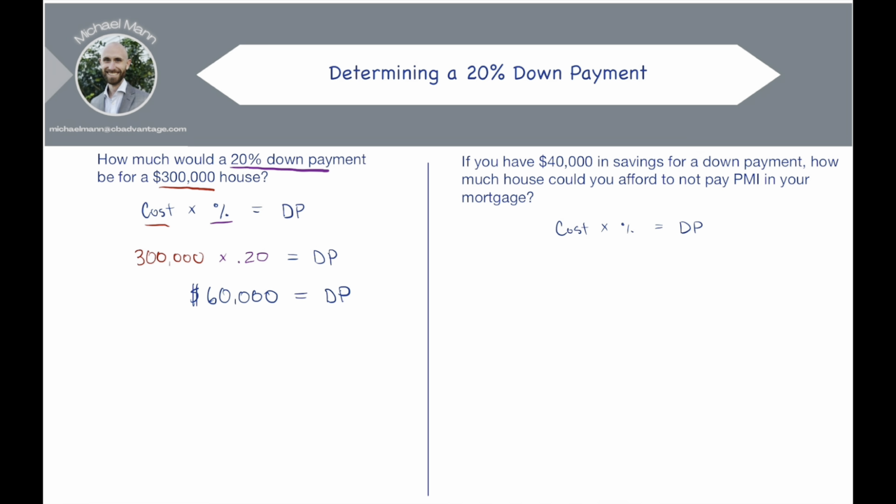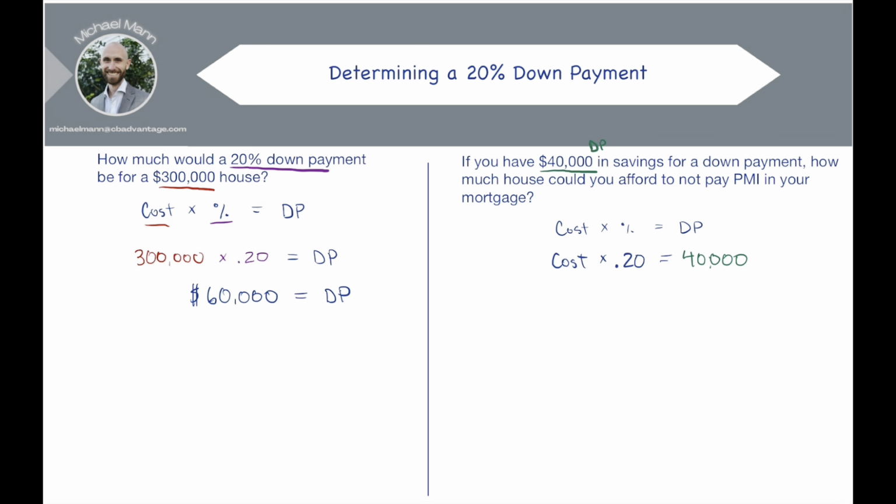But in this situation, we know the amount of down payment that we have. This is going to be that down payment. So $40,000 is what we have saved up. Your percentage that we're looking for is trying to be 20%. So we're going to plug in 20% for your percentage. But we're trying to figure out what is the cost of the home that we can afford. We don't know what that is, so that's what we're actually going to go and find.